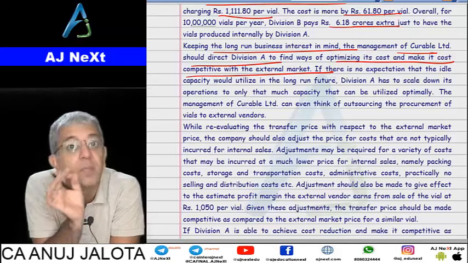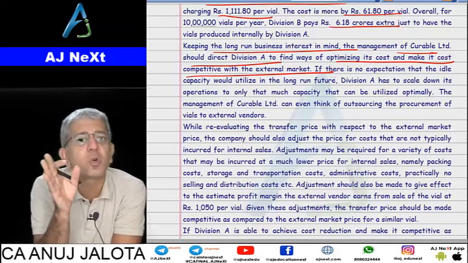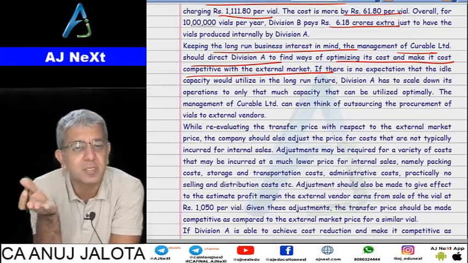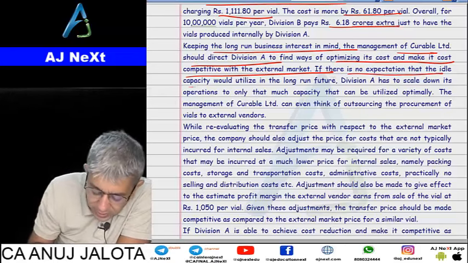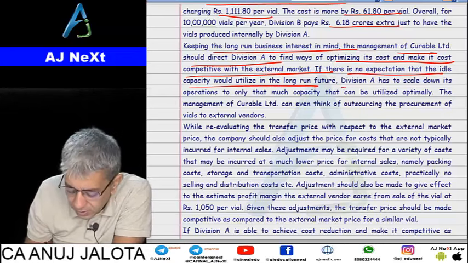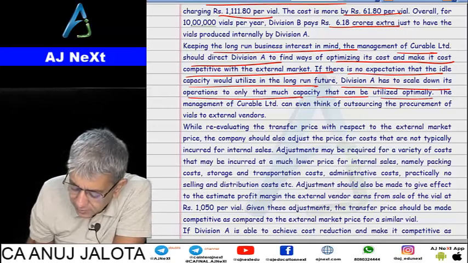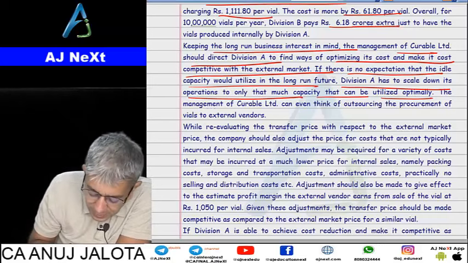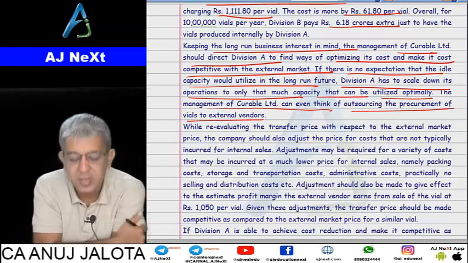Now this is very important, because currently we are only trying to focus on whatever is your cost you charge to division B. That might be wrong. Why are you making division B suffer for the inefficiencies of division A? If there is no expectation that idle capacity will be utilized in the long run, division A has to scale down its operations only to that much capacity that can be utilized optimally. So there should not be any idle capacity. The management of Curable Limited can even think of outsourcing the procurement of vials to the external vendor.